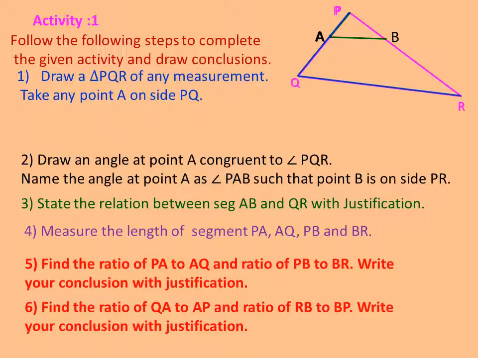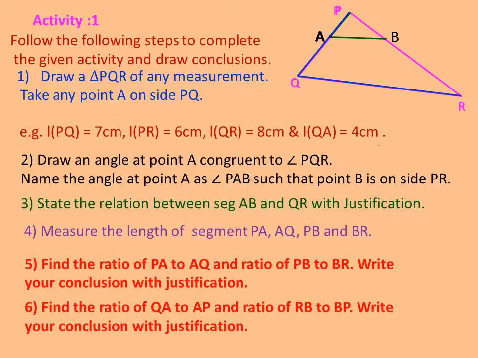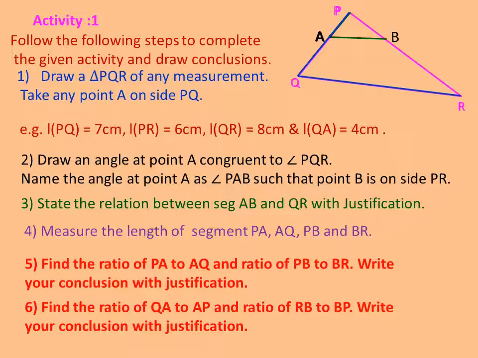Similarly, you can find the ratio of QA to AP and the ratio of RB to BP. Write your conclusion with justification. Clear? For example, I had given one measurement for you. You can consider this measurement also for the construction, or you can choose your own. This I have given from my side. If you want, you can take this also and try. Otherwise you can take your own measurement and try, but the end result will be the same.